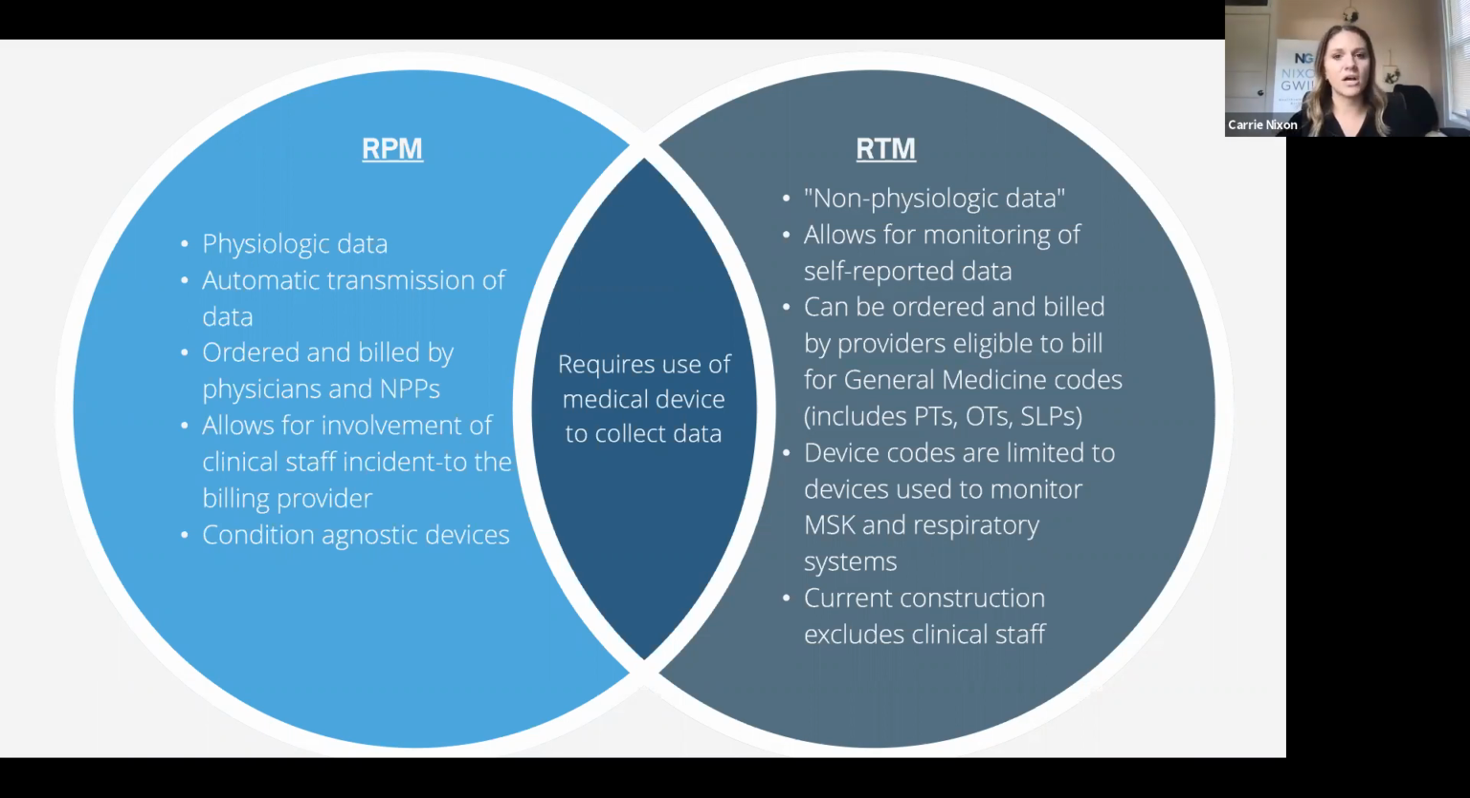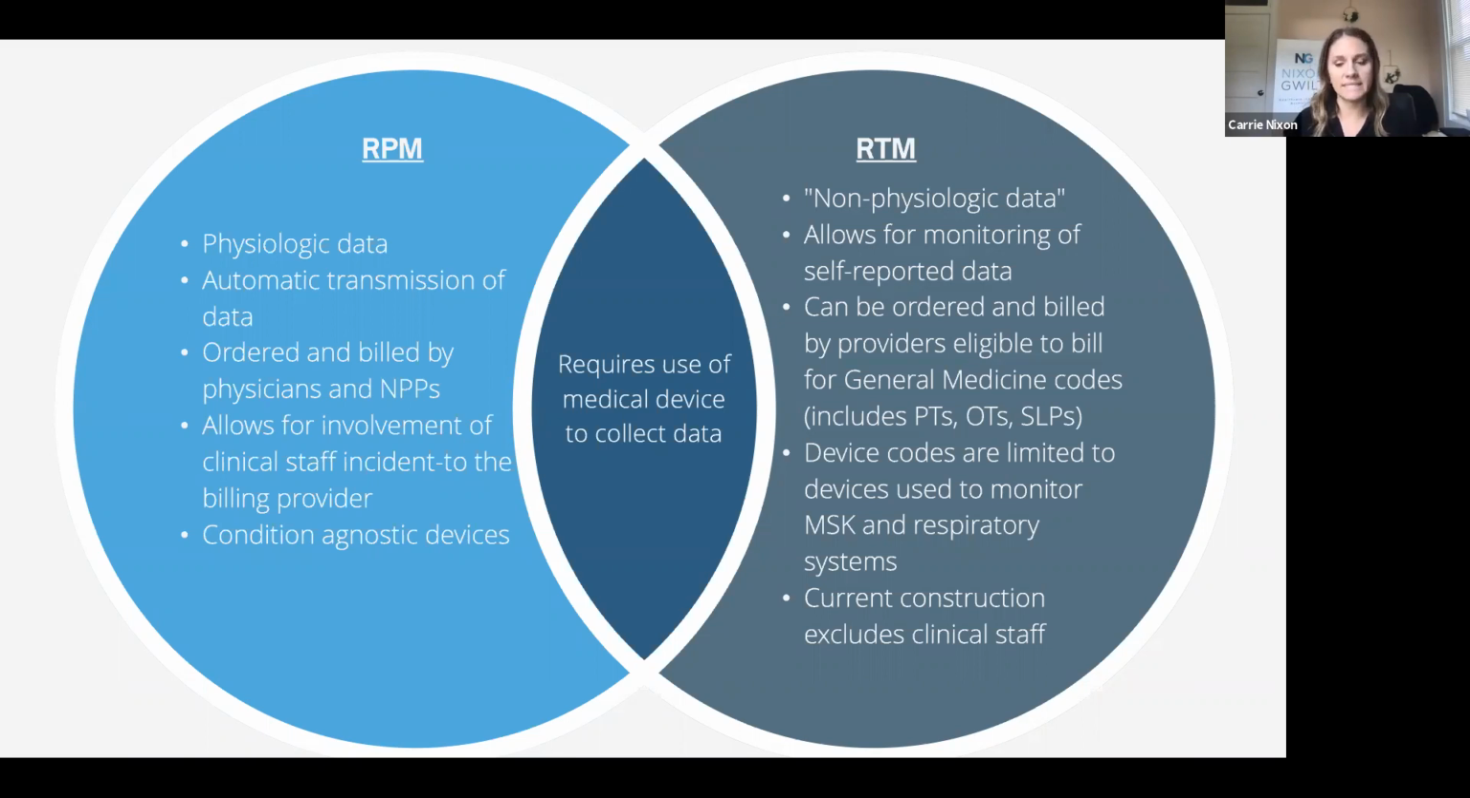Finally, I will just touch on this middle part of the Venn diagram here, which specifies that both RPM and RTM do require the use of a medical device to collect data. So this means a device that is defined by the FDA as a medical device. This does not mean that it necessarily has to be FDA cleared or approved. There are lots of medical devices that don't need to go through that clearance process. They can either go through a registration process, or they may be subject to some enforcement discretion if they are relatively low risk medical devices.